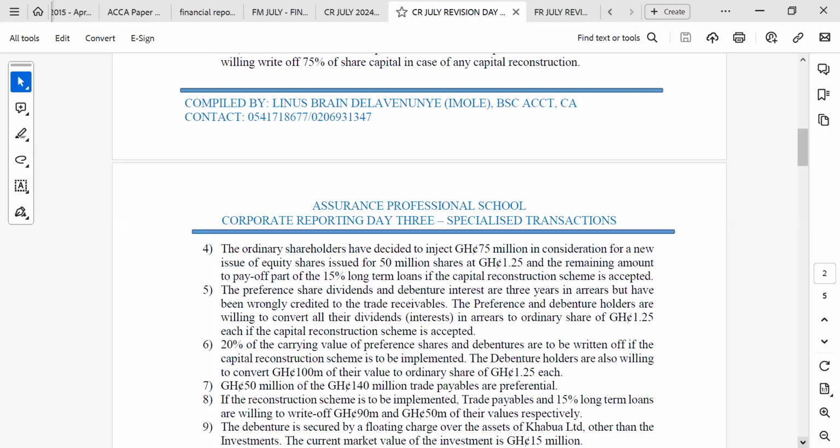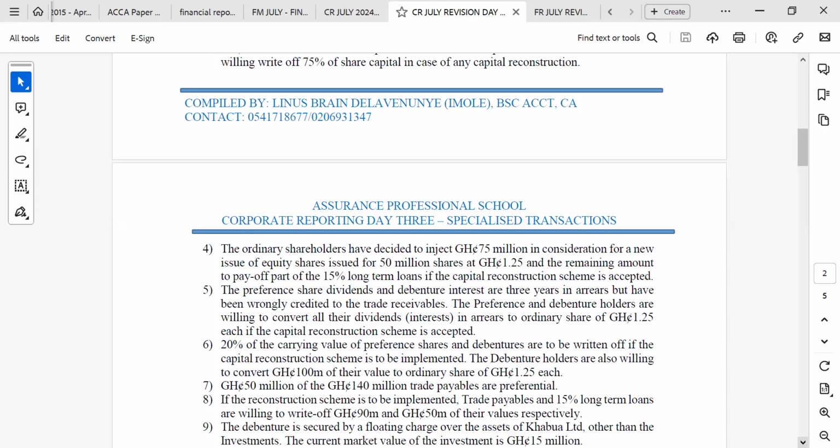Okay, let's look at what they are saying here. They say they are willing to inject 75 million in consideration for a new issue of shares issued for 50 million shares at what? 1.25.